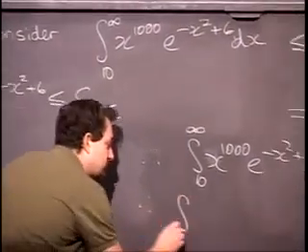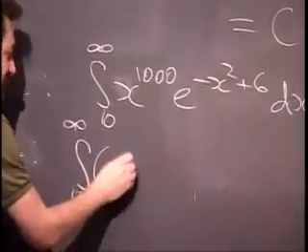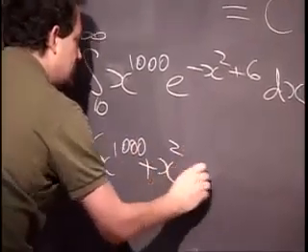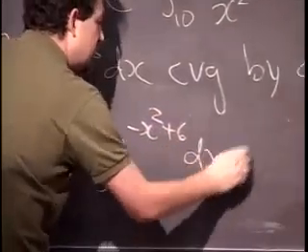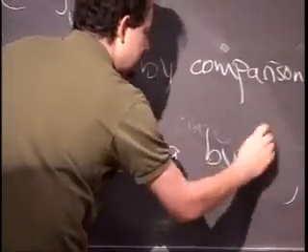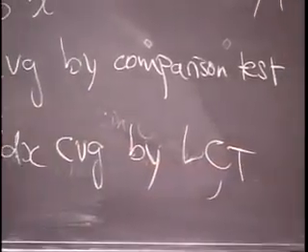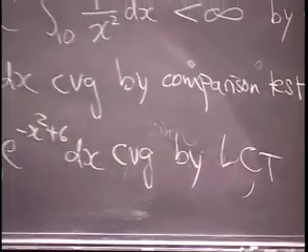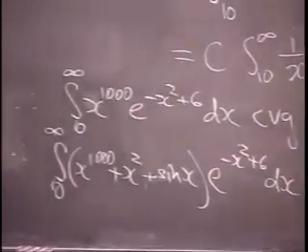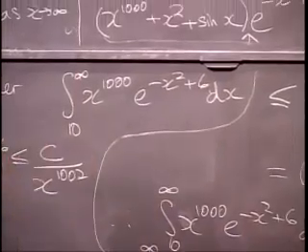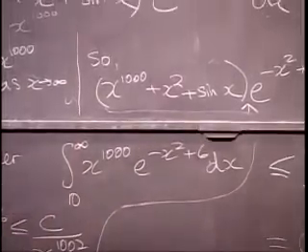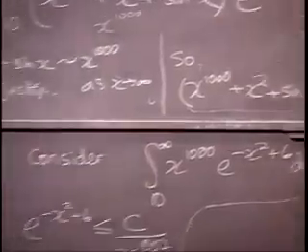Therefore, the original integral, x to the 1,000 plus x squared plus sine x over e to the minus x squared plus 6 dx, converges by the limit comparison test. After all, this twiddles this. Right? It's exactly that whole line up there. So we've used the p-test, the comparison test, and the limit comparison test in order to do it. Because sometimes you have to use multiple tests.